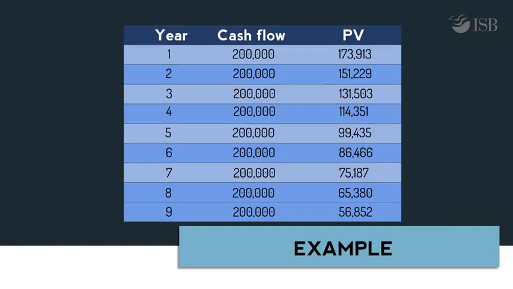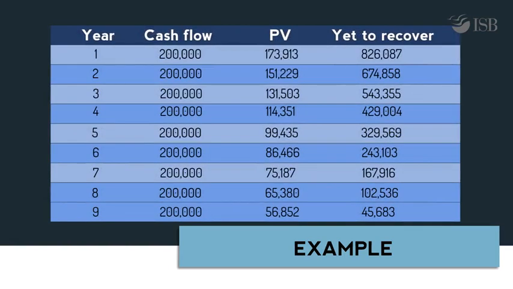Once we have the present values, we can start adding the present values to the initial investment of $1 million. We recover $173,913 in the first year, which means we are yet to recover $1 million minus $173,913, which is $826,087. We recover $151,229 in the second year. Subtracting that from $826,087, we have to recover $674,858 after the second year.